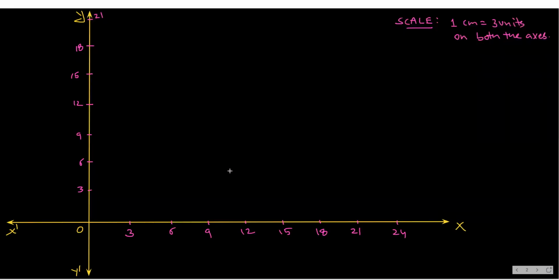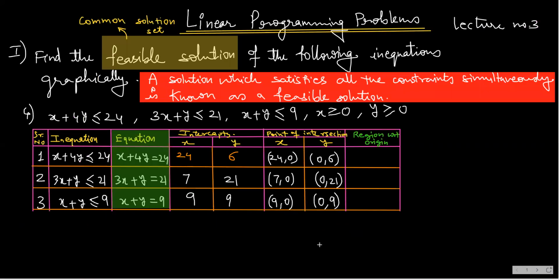So I have drawn the y-axis and x-axis. Then look at the numbers which I take on the y-axis and x-axis. I have taken 1 centimeter in the scale, this is 1 centimeter in the scale, as 3 units. Now, why did I do that? Because I saw that on the x-axis, I have to go up to the number 24.